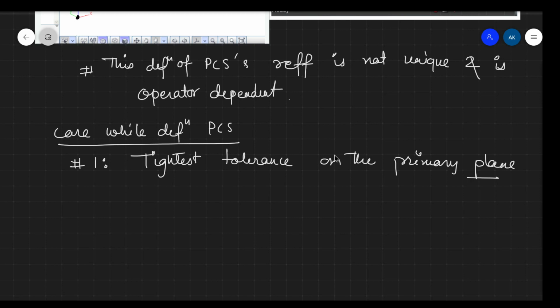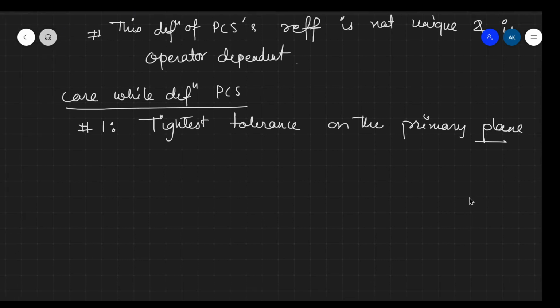Suppose there is some sort of vibration happening near the coordinate machine, which is not actually desired, but suppose it is happening. Then out of these three planes there may be a possibility that some plane might be vibrating and its dimension varying with time. So you will choose as your primary plane the one on which such disturbance is minimum.